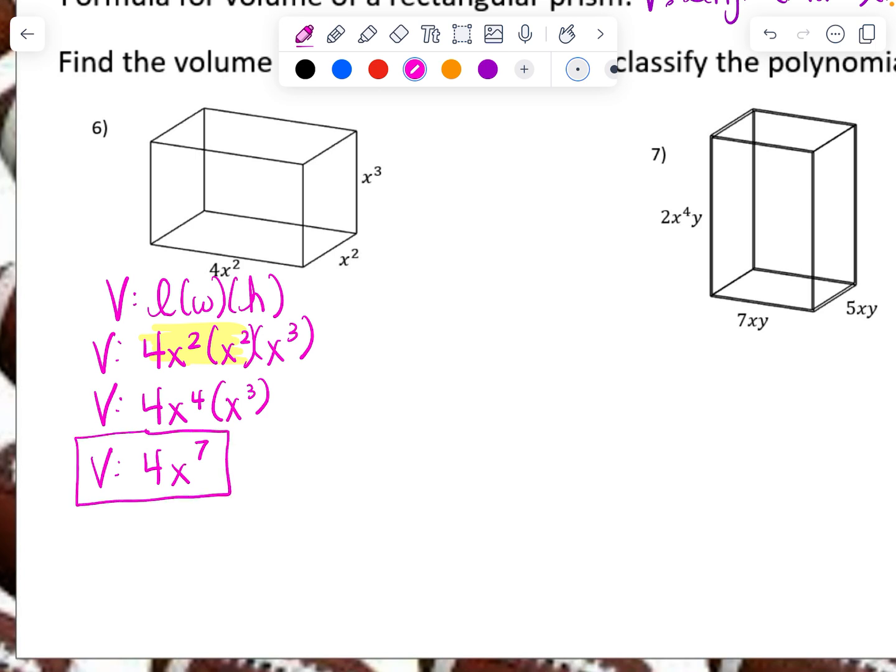When I classify that, because it's a 7, that's past quintic, so that's a 7th degree. And because it only has one term, it's a monomial. So 7th degree monomial.